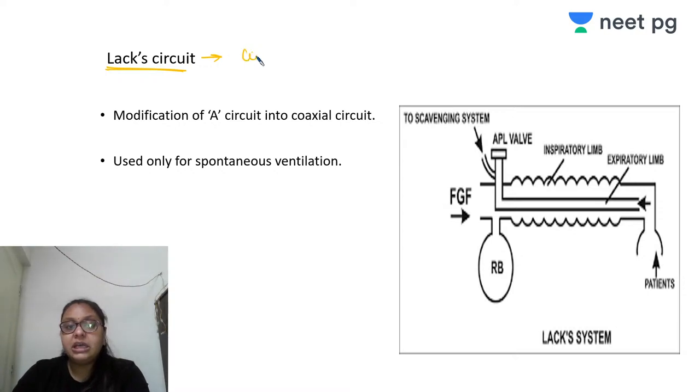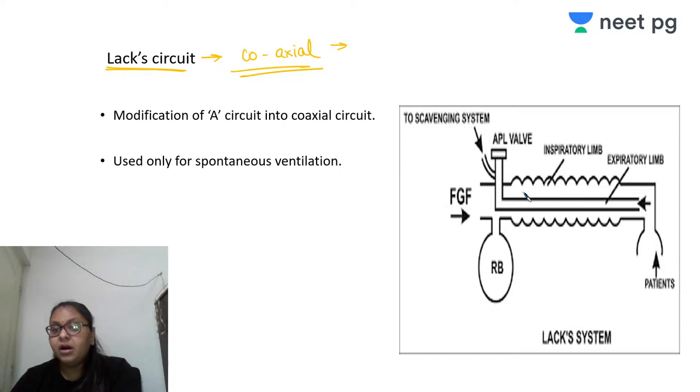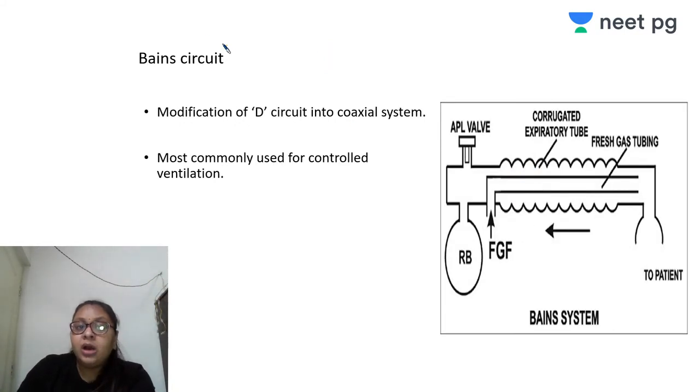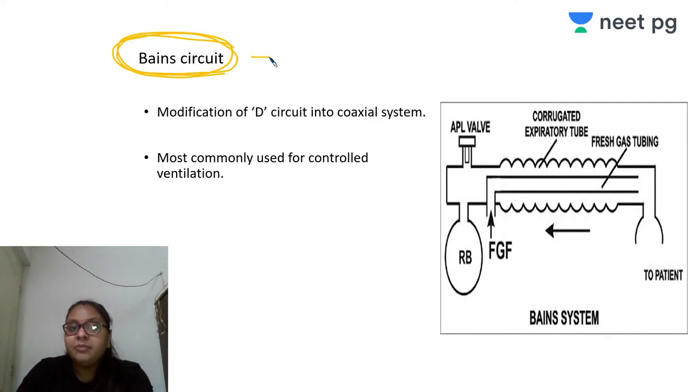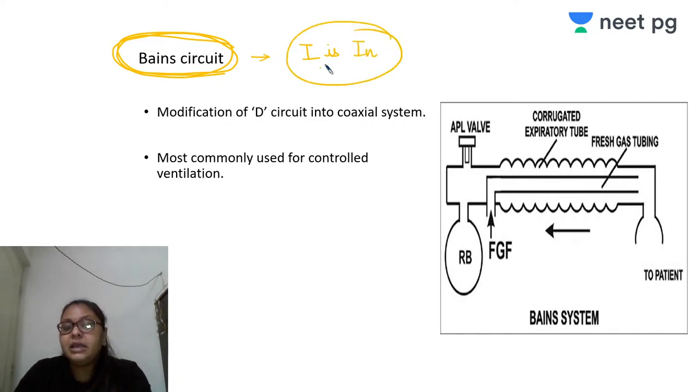What is the modification? In this, there is a coaxial circuit. It is a coaxial circuit. Isme kaise yaad rakhoge? Okay, isme coaxial mein inspiratory is outside and expiratory is inside. Remember, inspiratory is outside, but जो हम लोग ज्यादातर use कर रहे हैं that is Bain's. I just told you about Bain's. Bain's में I is in, that means inspiratory limb. Okay, the inspiratory limb is inside and the expiratory limb is outside.